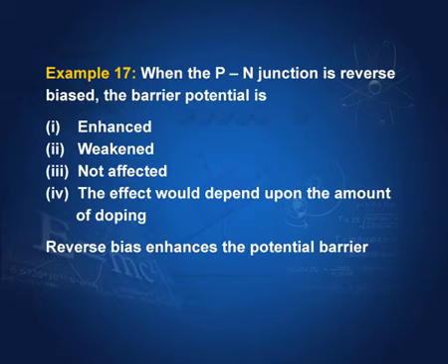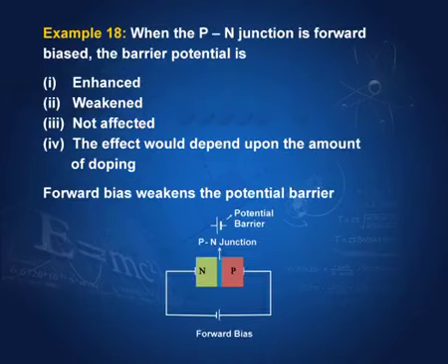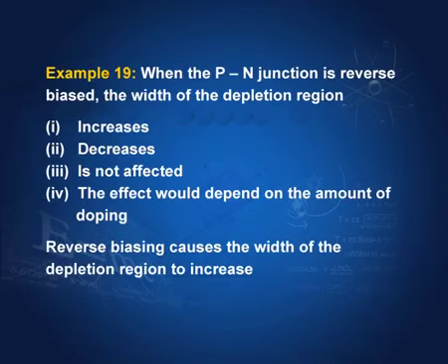When the p-n junction is reverse biased, the barrier potential is enhanced, weakened, not affected, or the effect would depend upon the amount of doping. Again, the answer is that reverse bias enhances the potential barrier. Let me show you. This is forward bias, you can see, and this is reverse bias.